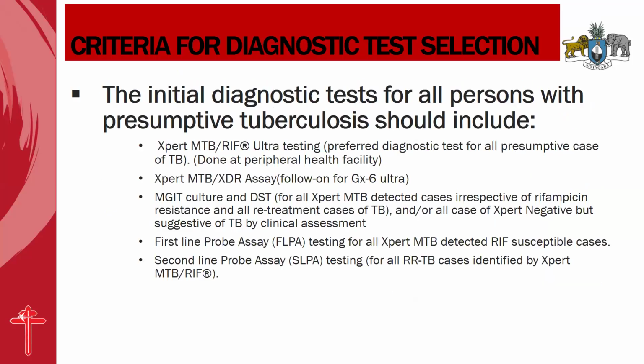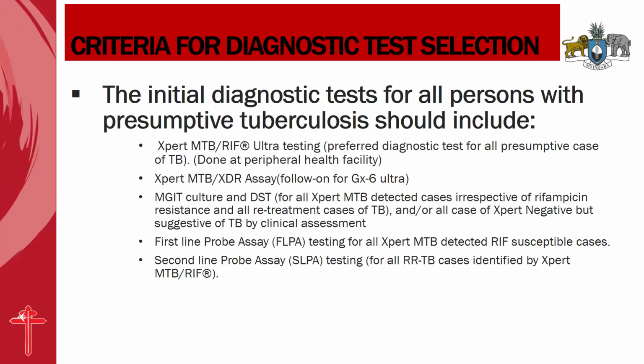So we have the criteria for diagnostic test selection. The initial diagnostic test for all persons with presumptive tuberculosis should include the Xpert MTB/RIF. So the GeneXpert that we talked about: if you suspect TB from the screening that you have done, then from there you have to order culture to confirm. So we have the Xpert XDR assay, which is a follow-on to the Ultra. We know that the algorithm has been revised, and I know that it is still going to be shared.